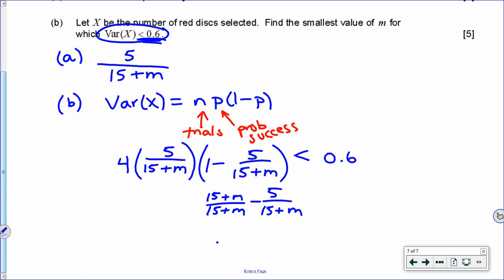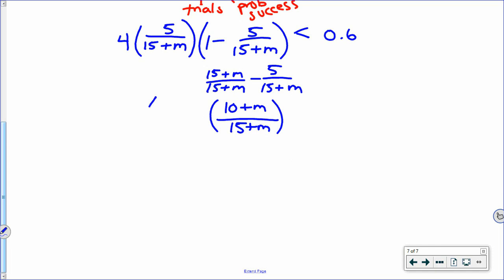And now I can combine these as a single fraction, 15 plus M on the denominator, and the top is going to be 15 minus 5, which is 10 plus M. So now I have this parentheses a little bit cleaned up, and I still had this parentheses, and there's a 4. This has to be less than 0.6. I can keep going with this to try to clean it up a little bit. The denominator is going to be FOIL, which is a little bit of a chore. We have to multiply 15 plus M times 15 plus M. But the numerator is not so bad.